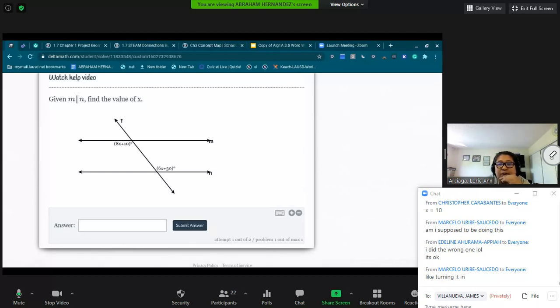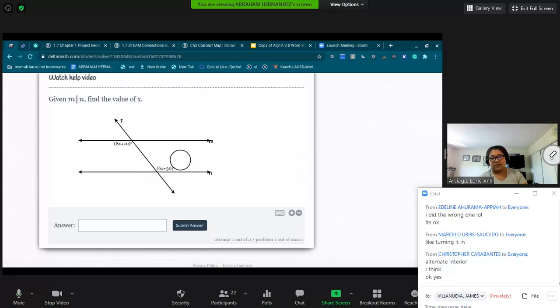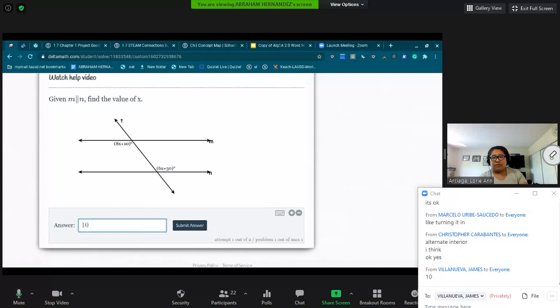Okay, so these ones now are what kind of angles? Alternate interior. Very good. Because they're inside the parallel lines, right? They're in this region here, and one is on the left and the other is on the right. So that's alternate interior. So what are you going to do if they're alternate interior? You've got to make them equal to each other, right? Okay, so try 10.